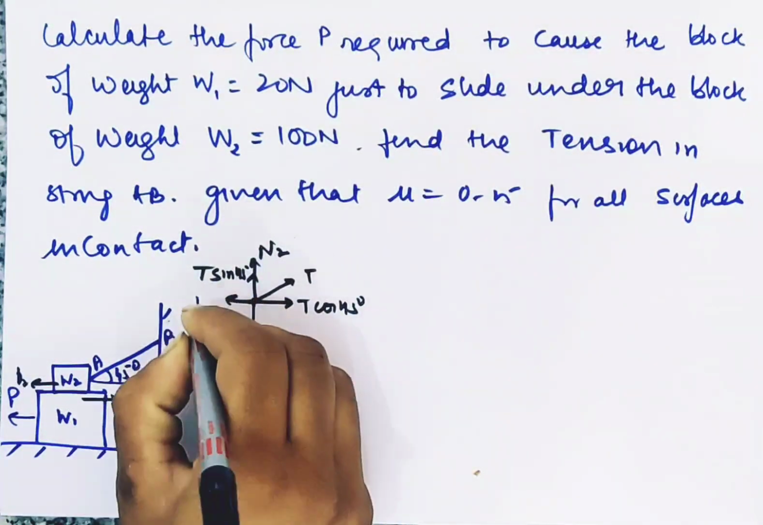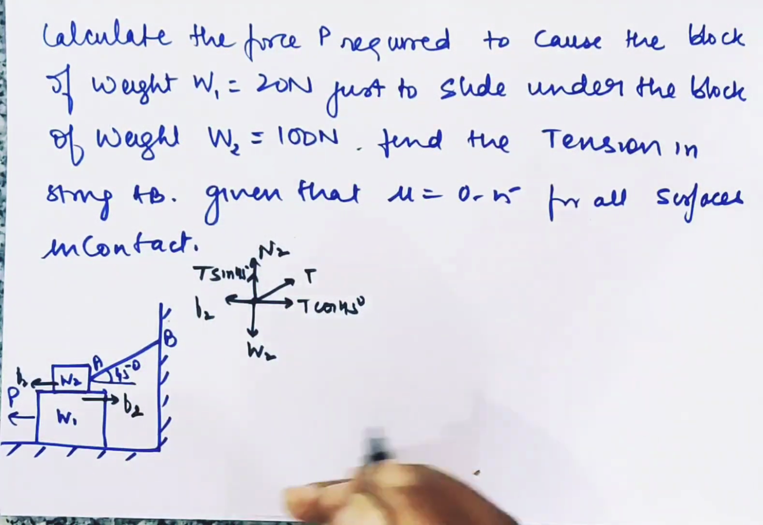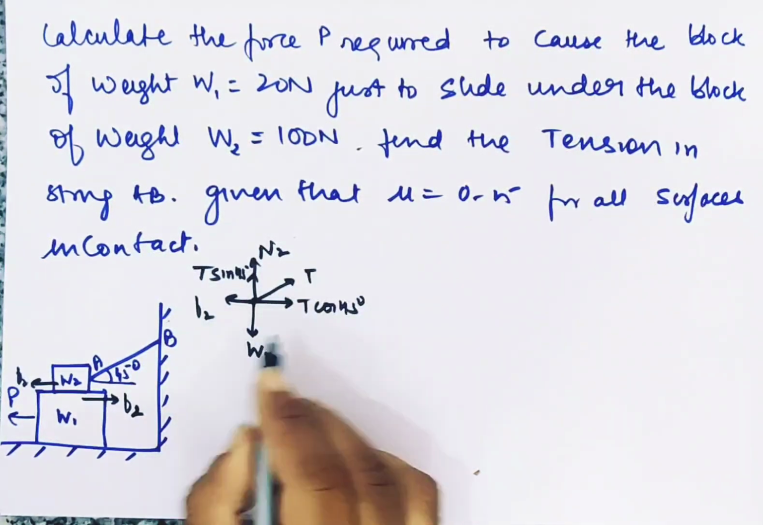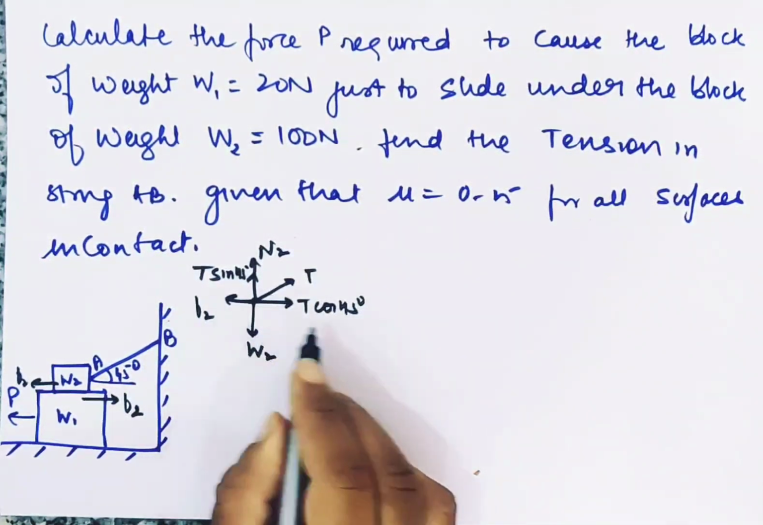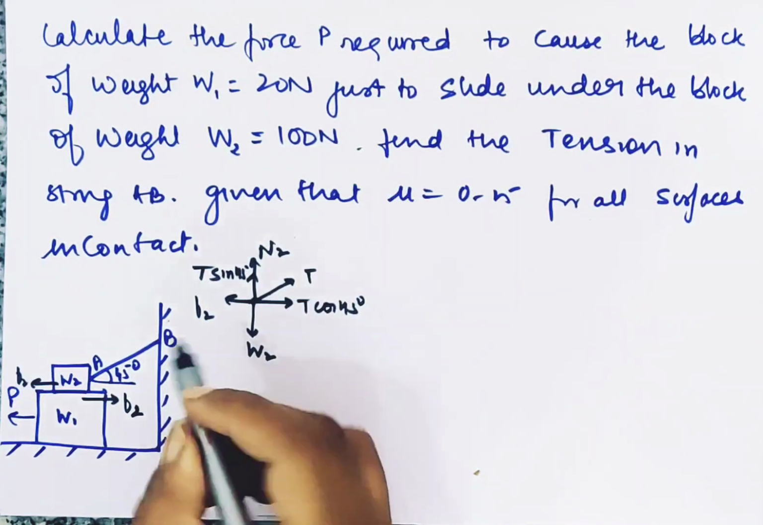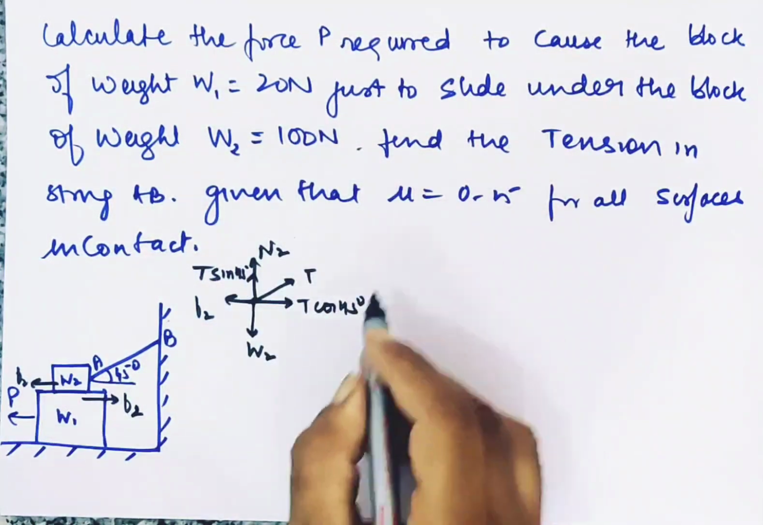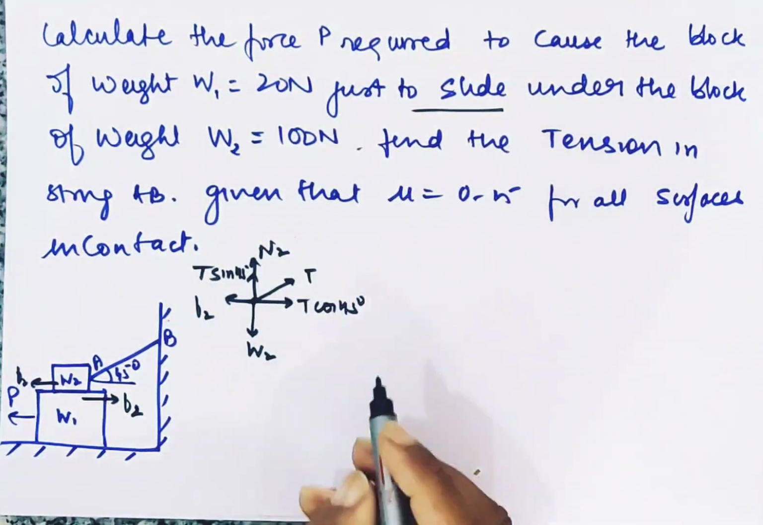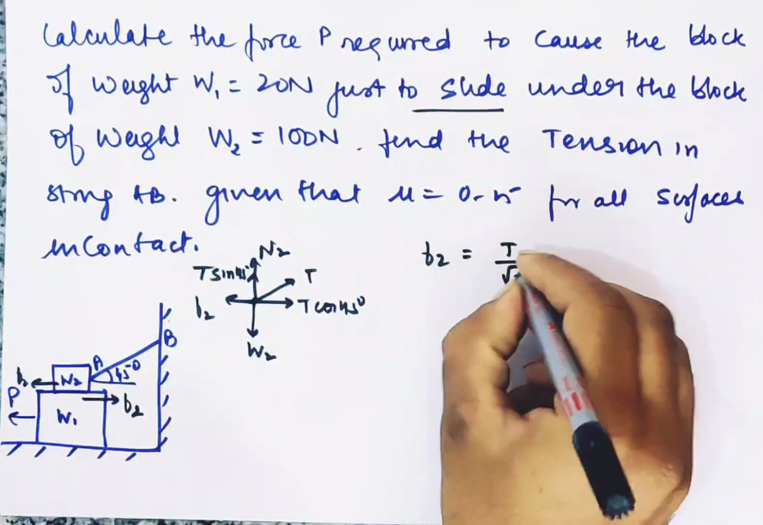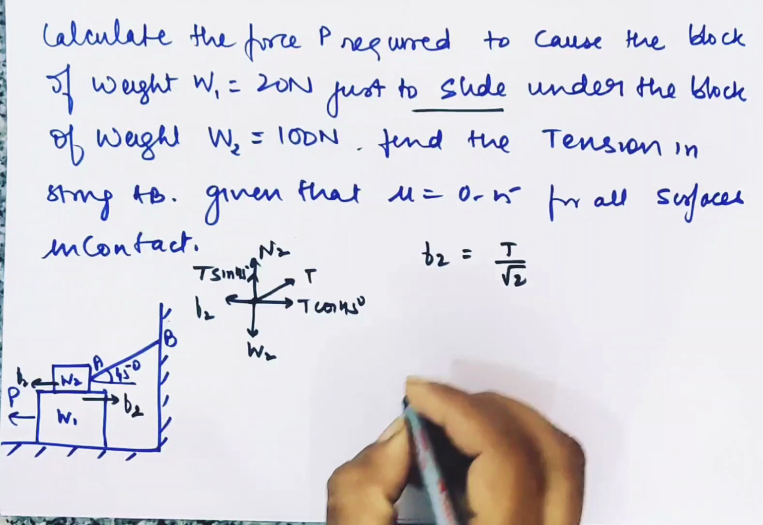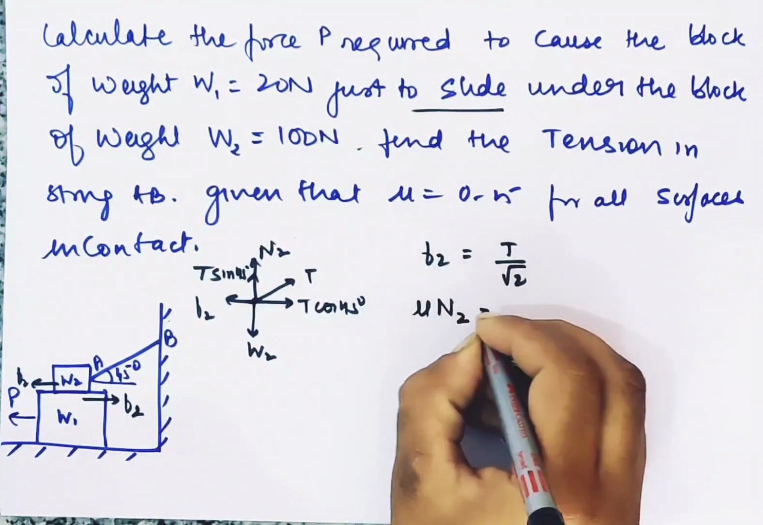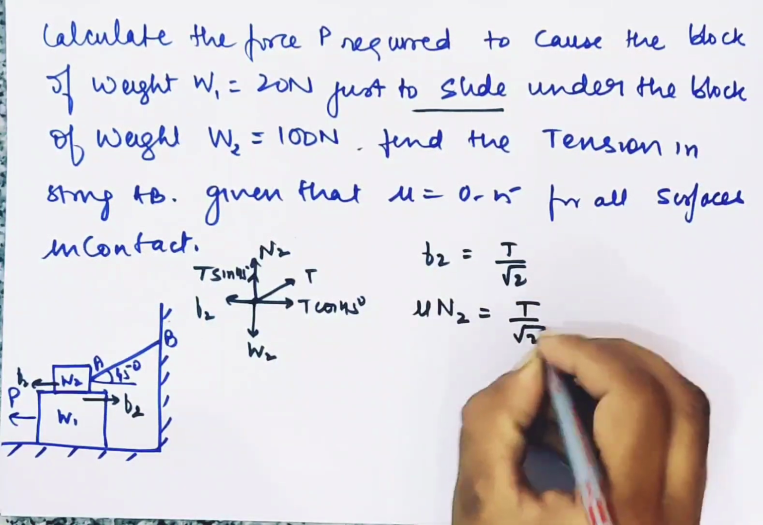So here we can write F2, and then we can find out T by simply equating the two, because it is in the horizontal direction and it is in equilibrium, because the question says just required to move, just slide, means there is no acceleration. So I can write F2 equals T by root 2, because cos 45 is 1 by root 2. And how to write this? Mu times N2 equals T by root 2.